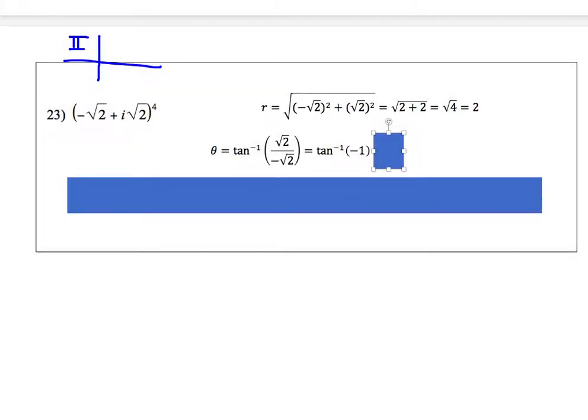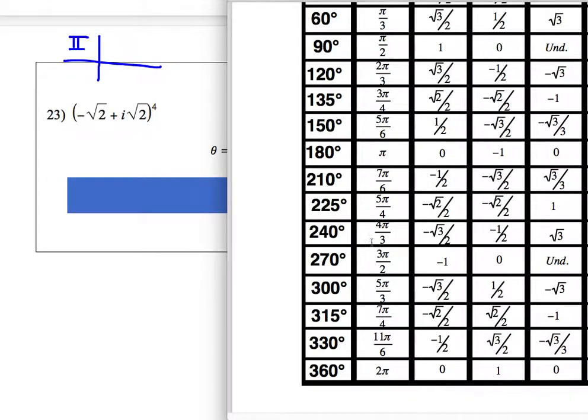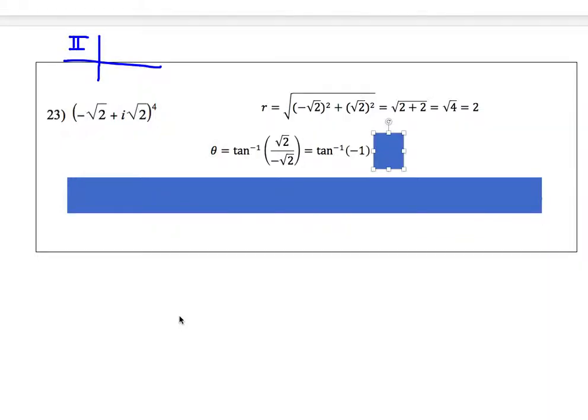If you can remember that, then it might help you figure out which value on your exact value table you're going to use. For quadrant 2, we want to use 3 pi over 4, because if we use 7 pi over 4, then we're in quadrant 4. So we end up with 3 pi over 4 because we're in the second quadrant.